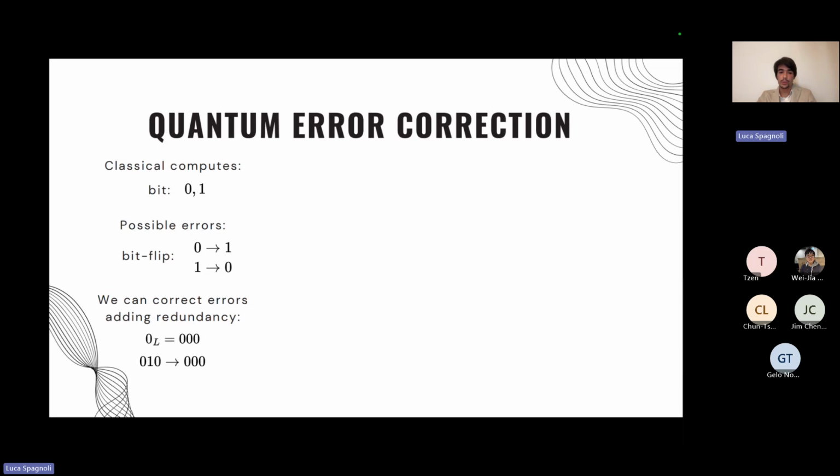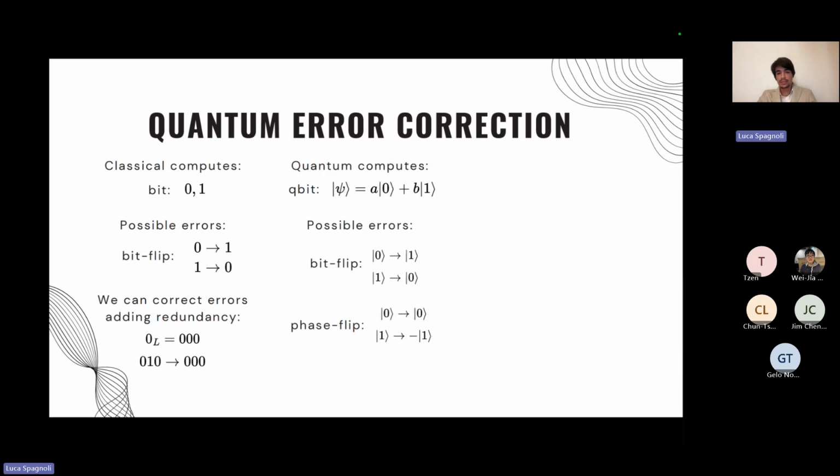Instead of doing the calculation with a single bit, we encode the logical bit, the 0L here, as three copies of the same state. In this case, the logical 0 as three copies of the 0 state. We do the calculation, and at the end, we measure the state. If we measure, let's say, 010, because one bit flip error happened, then we know how to correct that state, and we know that it was supposed to be 000. Of course, here the assumption is that only one error happens at a time, and this will be the assumption for the whole presentation.